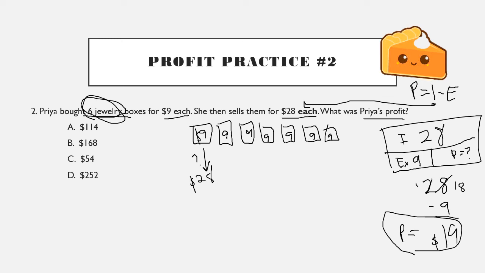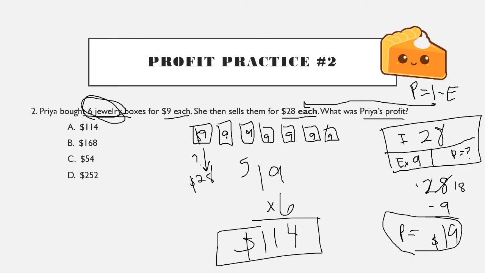So that means I need to do 19 times 6. 6 times 9 is 54. 6 times 1 is 6, plus 5 is 11. So the total profit for all 6 jewelry boxes would be A.